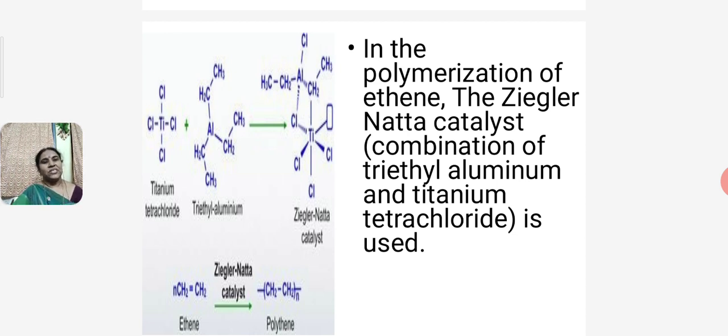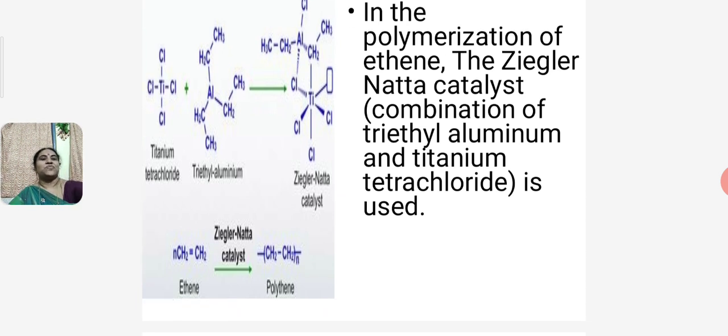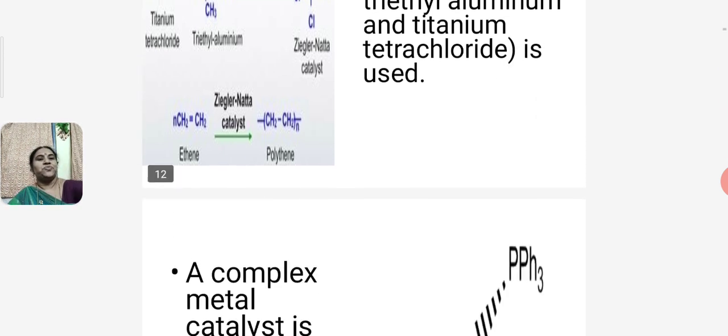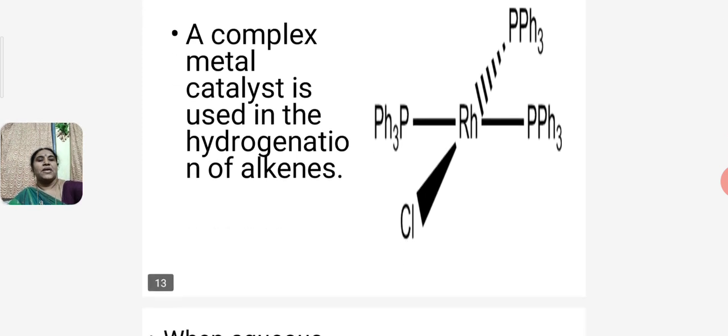Ziegler-Natta catalyst is a complex. It is used as a catalyst in converting ethene into polythene. So you can see here the complex. Ziegler-Natta catalyst complex can be seen here. It is a combination of triethyl aluminium and titanium tetrachloride. And a complex metal catalyst is also used in hydrogenation of alkenes.